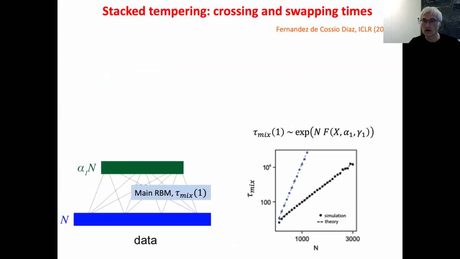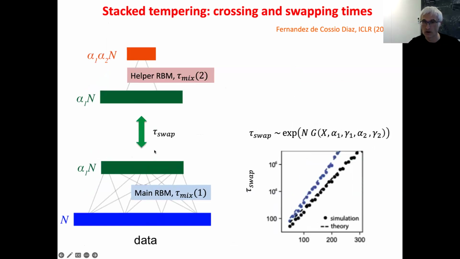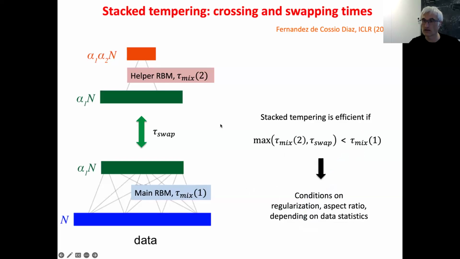Essentially, I'm just going to keep going. We can compute the mixing time of one machine. We can compute the mixing time of the second machine, using the representation as data for the next one. And we can also compute the swapping time between this hidden and visible configuration. Essentially, if the maximum between the mixing time of the second machine and the swapping time is smaller than the mixing time of the first, it means it's actually going faster.